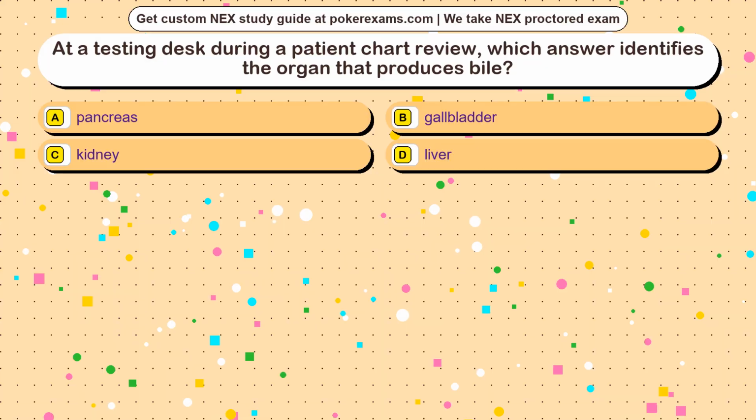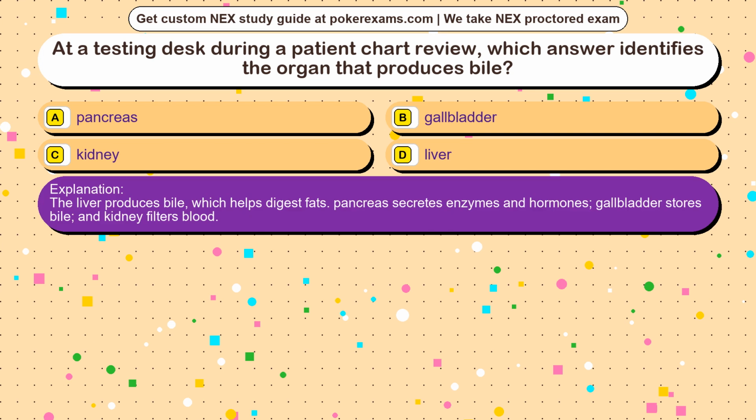The correct answer is option. The liver produces bile, which helps digest fats. Pancreas secretes enzymes and hormones, gallbladder stores bile, and kidney filters blood.